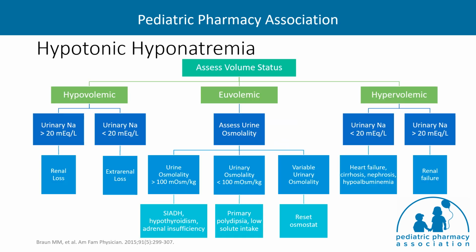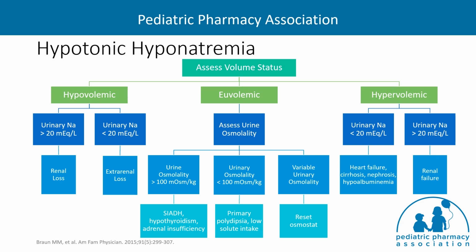For patients with hypovolemic, hypotonic hyponatremia, a urine sodium can be evaluated to determine the underlying cause as either renal or extrarenal losses of sodium. For euvolemic hypotonic hyponatremia, a urine osmolality can be assessed to determine the underlying cause. In cases of elevated urine osmolality, the underlying cause may be secondary to SIADH, hypothyroidism, or adrenal insufficiency. In cases of low urine osmolality, the underlying cause may be due to primary polydipsia or low solute intake.